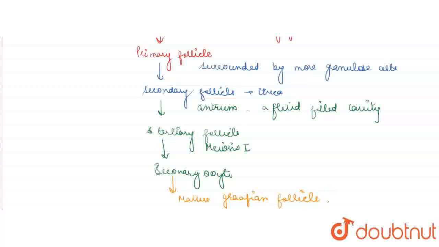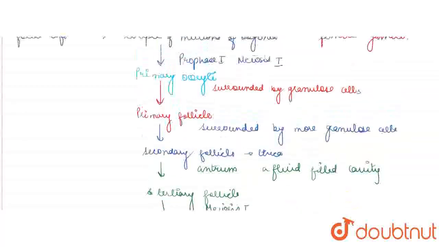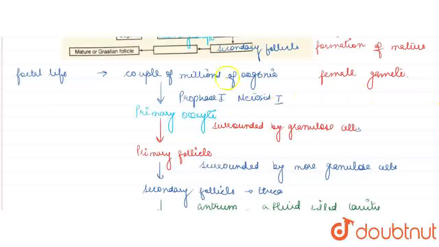or we can say the rupture of Graafian follicle, would take place, thus releasing the secondary oocyte, and that is known as ovulation. Right? After this stage, ovulation. So the last boxes after secondary follicle would be filled by tertiary follicle and ultimately the mature Graafian follicle. I hope this answered the question. Thank you.